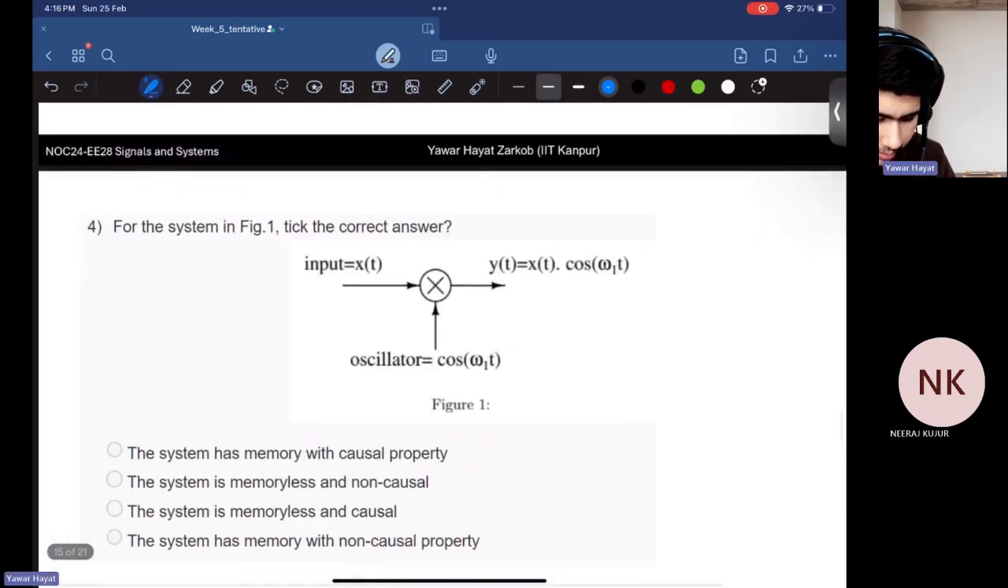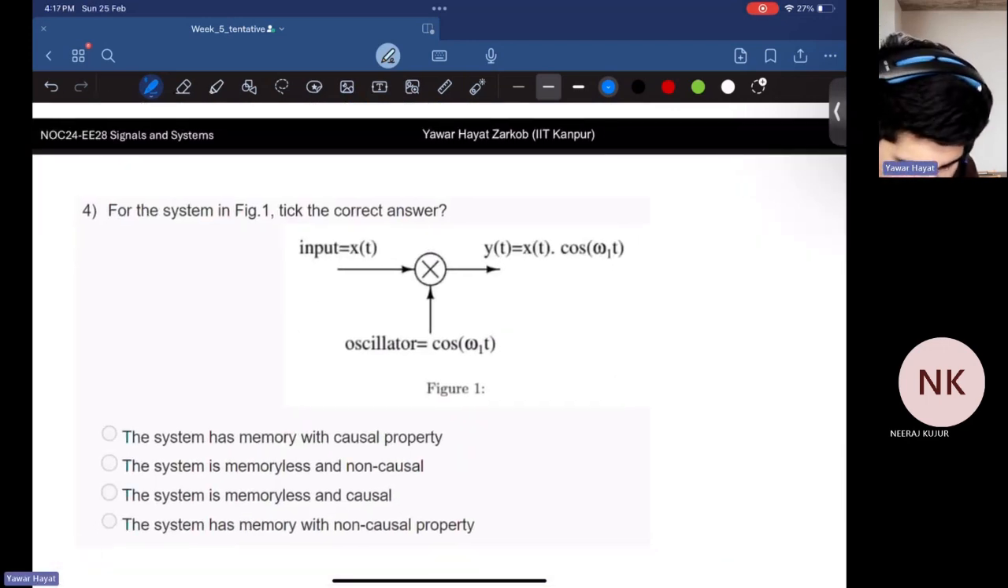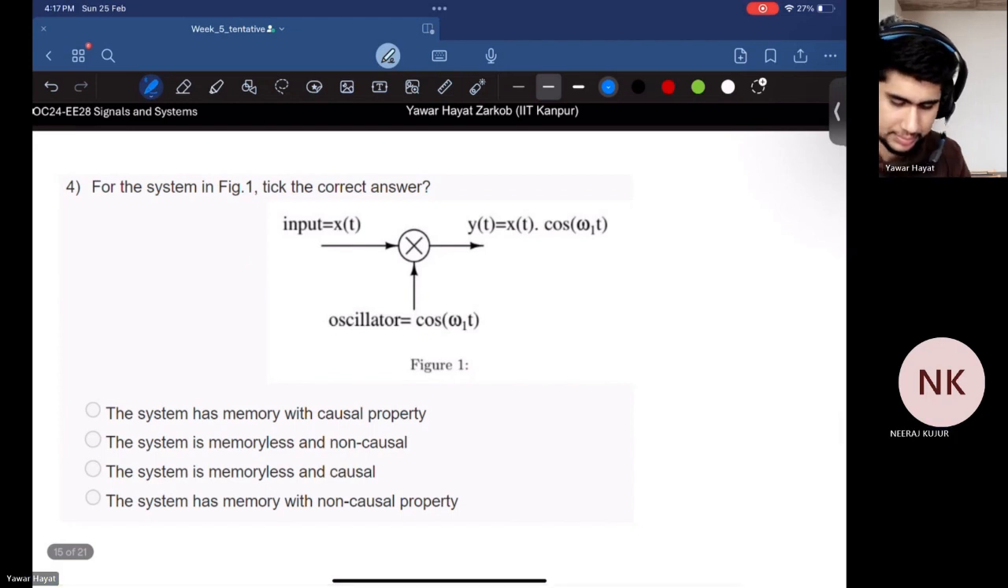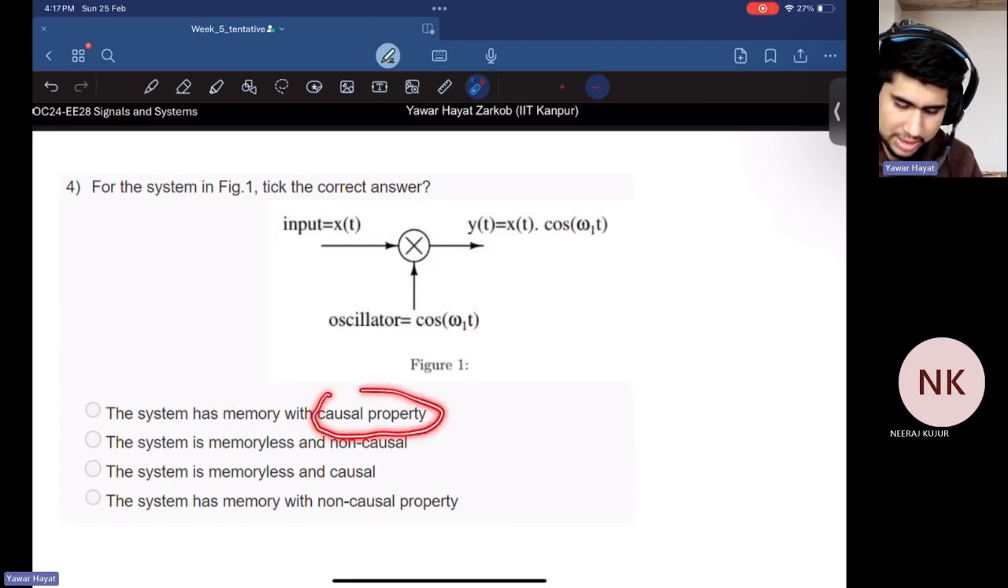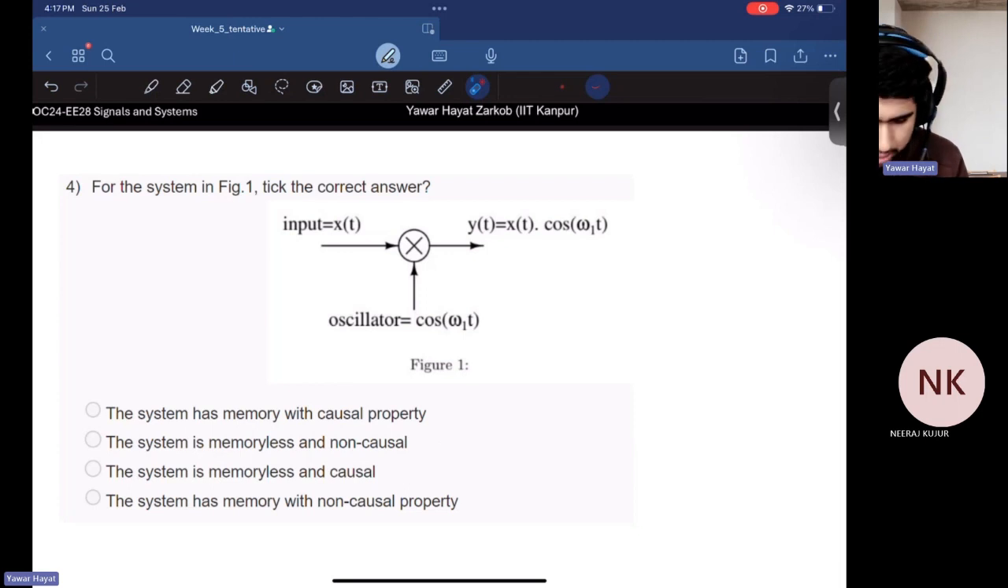So let's move ahead. Now, for the system in figure 1, you need to pick the correct answer. I'll wait for 3 minutes and then start doing it myself. Attempt this one. You need to comment on two things: whether the system has memory, and the causality. Both we discussed today, right? So try to solve this one.